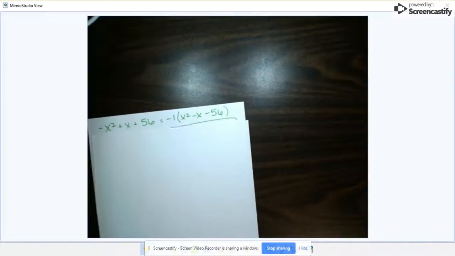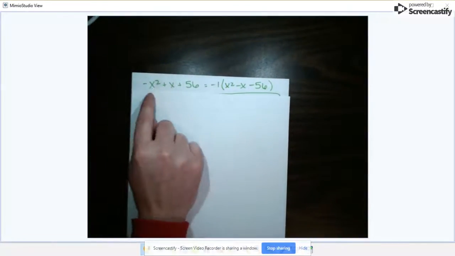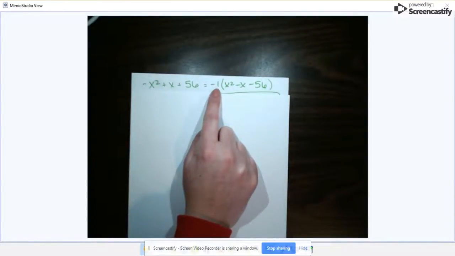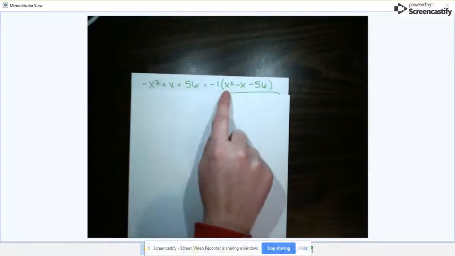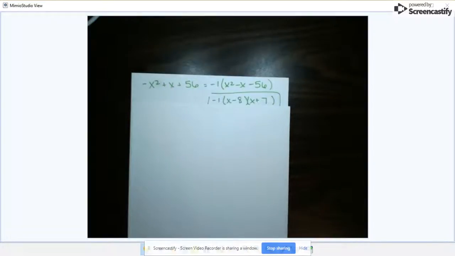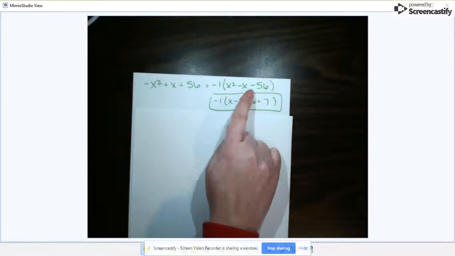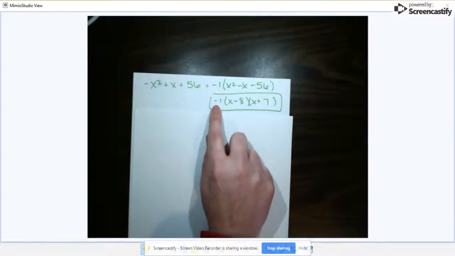Here's another one. We have a negative x squared plus x plus 56. We never want that leading coefficient to be negative. So anytime there's a negative out in front, you want to make sure that you factor out that negative 1. So we factor out a negative 1, which changes every one of our signs. So we're left with x squared minus x minus 56. And then we can factor this trinomial to be x minus 8, x plus 7. Don't forget to keep that negative 1 out in front.